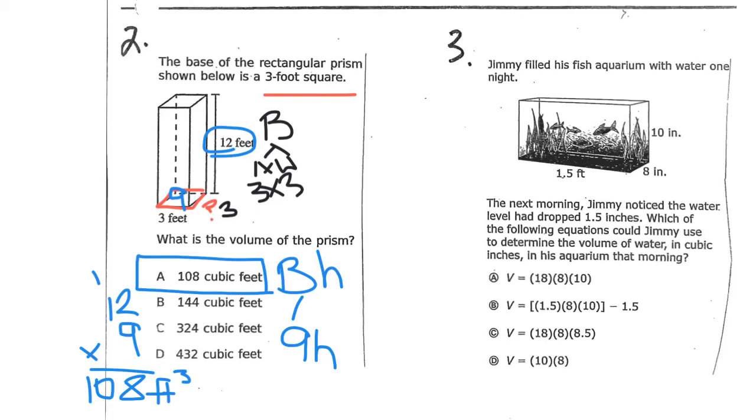So always, always shade that shape that's on the bottom first. We figure out the bottom flat piece, and then we multiply it by the height at the end. We find our big B first, then the height.